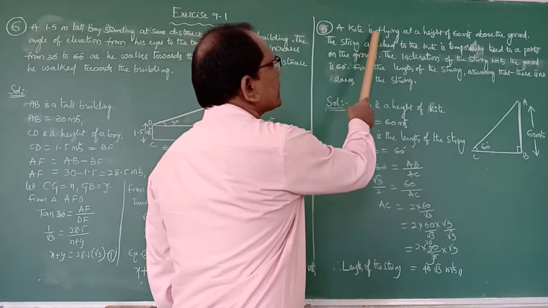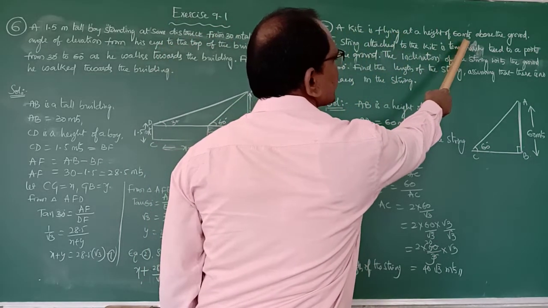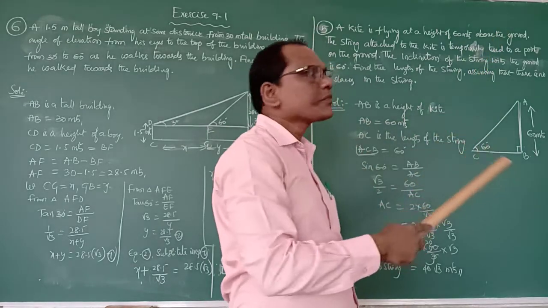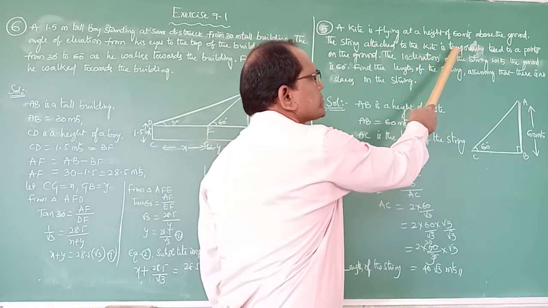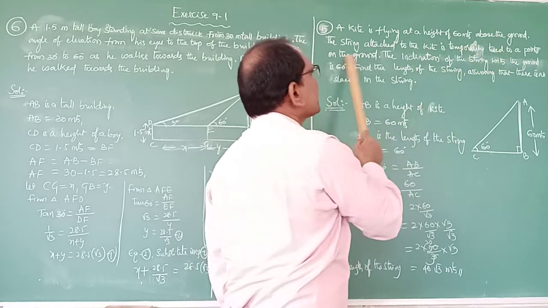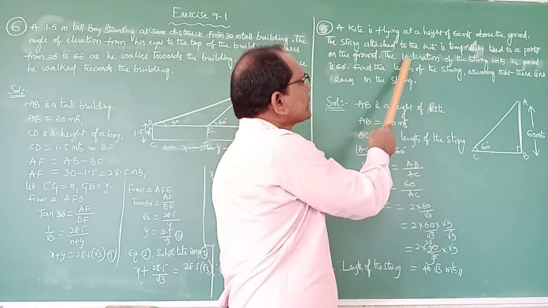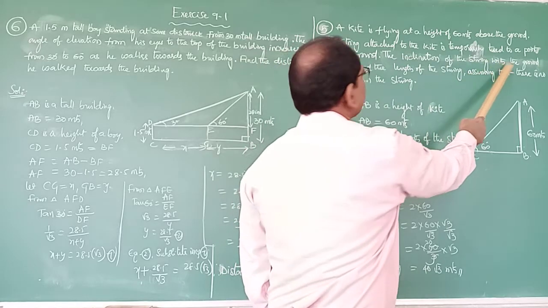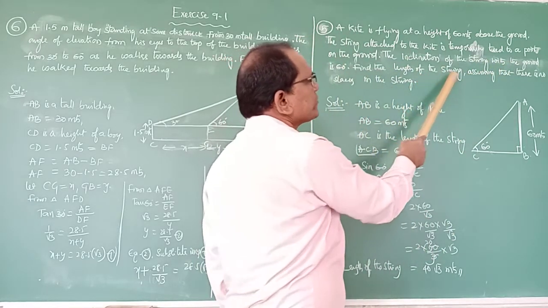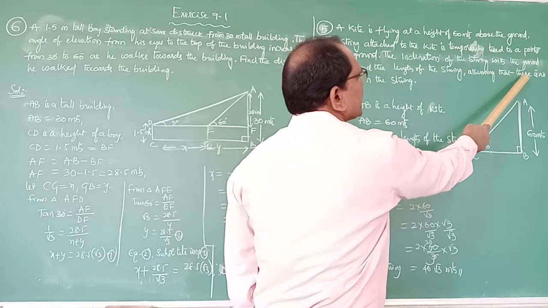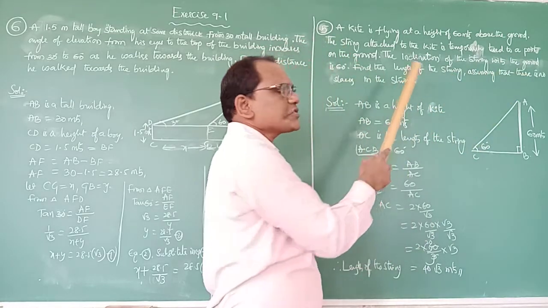A kite is flying at a height of 60 meters above the ground. The string attached to the kite is temporarily tied to a point on the ground. The inclination of the string with the ground is 60 degrees. Find the length of the string, assuming that there is no slack in the string.